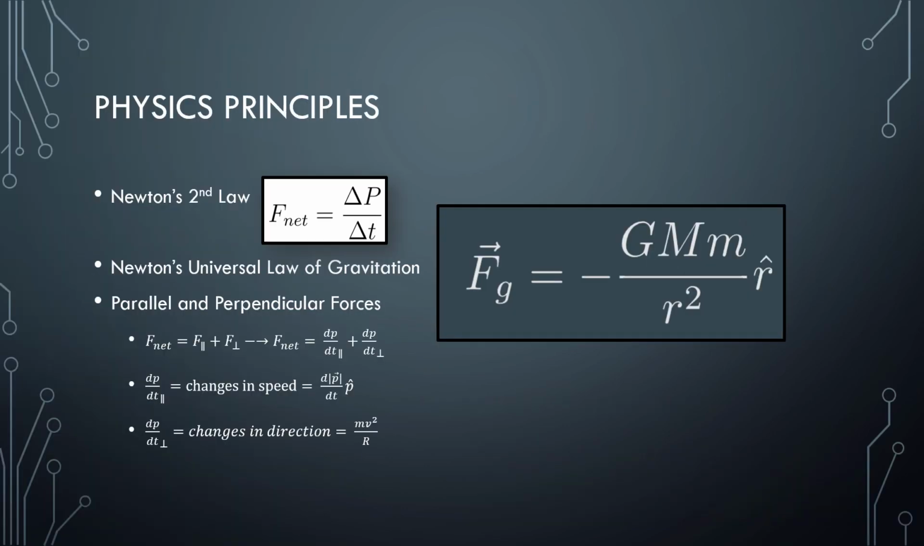So some important physics principles in this lab were Newton's second law, and the equation shows the momentum principle, so the change in momentum divided by the change in time. And then we have Newton's universal law of gravitation, and that's shown right here. And then for the parallel and perpendicular forces, you would set both of them equal to the net force and then apply the momentum principle to them. And then the parallel force in this case would be the changes in speed, and then the perpendicular force would be the changes in direction for this lab.